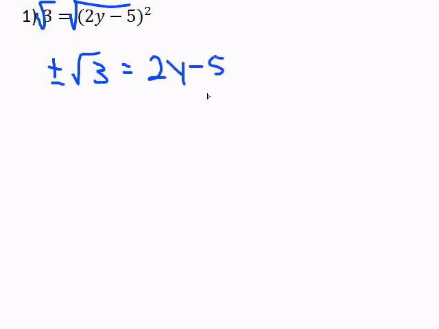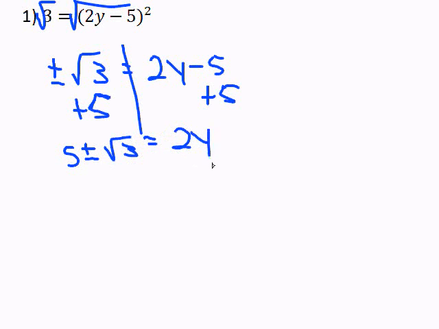We can then get rid of the minus 5 on both sides by adding 5. Now I can't combine a 5 with a plus minus square root of 3, so I'm going to go 5 plus or minus the square root of 3 is equal to 2y.